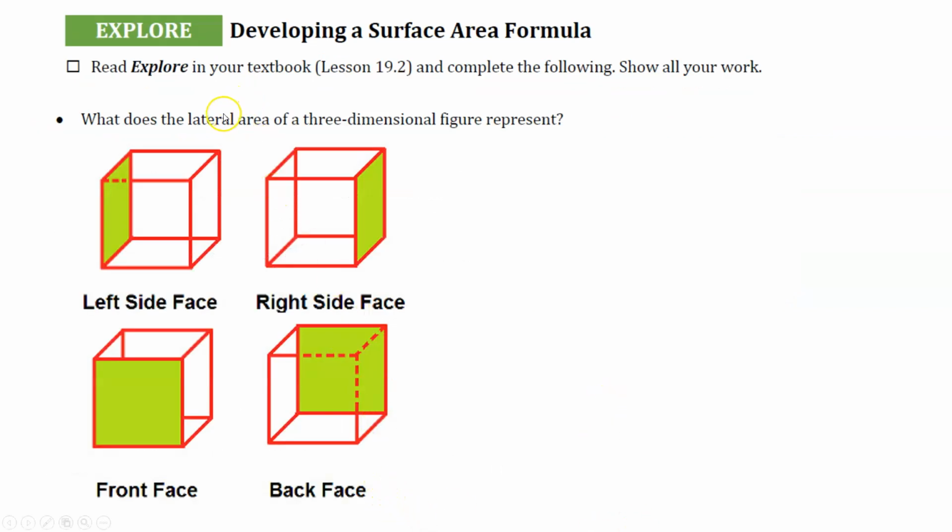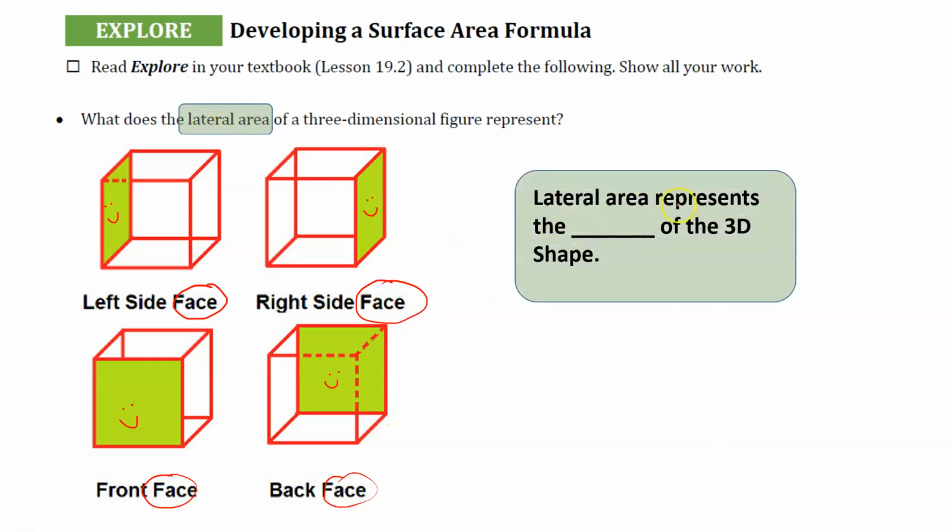It says, what does the lateral area of a 3D shape mean? As you can see, we have a left face of our shape, a right face, and a front face. You can even draw faces on it if you'd like. I know this is not in your packet, I'm just showing this on screen, but if you want to draw this out, it's pretty fun. Essentially there's a front face and a back face to our shape. So lateral, highlighted there, just means it represents the side faces of our 3D shape. Notice there is a top and bottom that I did not highlight in green.